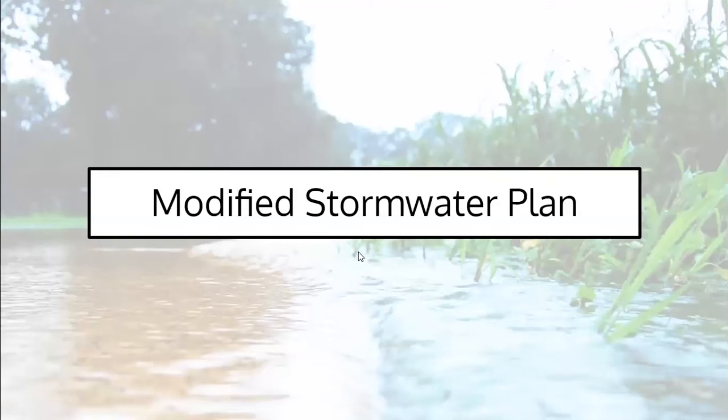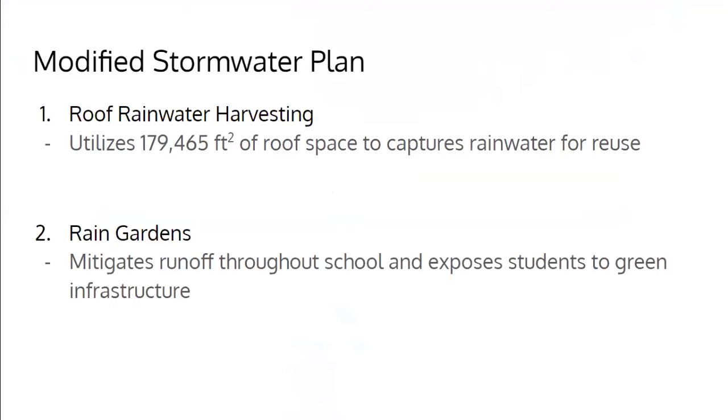So next, we're going to discuss the modified stormwater plan to improve upon the plan that's already there. This consists of two different parts: using the roof to capture rainwater for reuse, and creating rain gardens to both reduce the amount of runoff and incorporate green infrastructure.